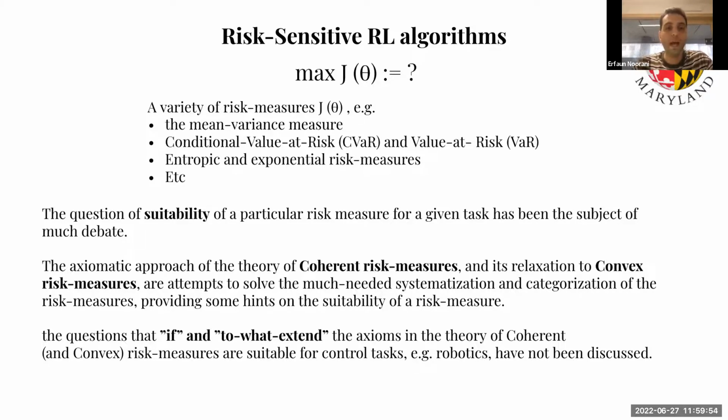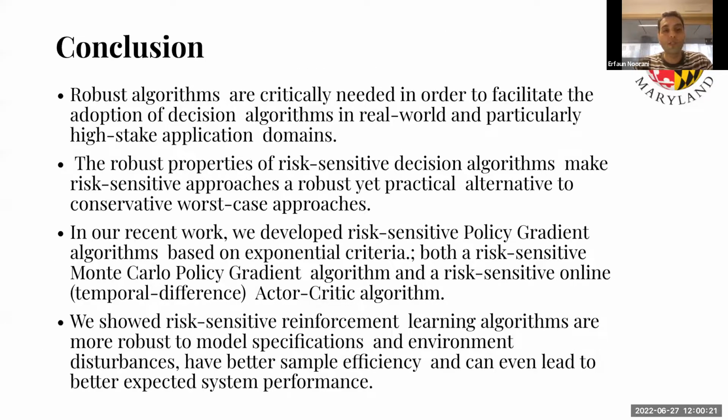And the question is, how can we systematize the knowledge and see which risk measure is better than the other? There have been some systematic approaches to categorizing risk measures in the financial literature, specifically the coherent and convex risk measures. But the question is, would those assumptions and axioms extend to robotics and control tasks? This is something that I've been thinking about, and I hope you can help me get to some conclusion.